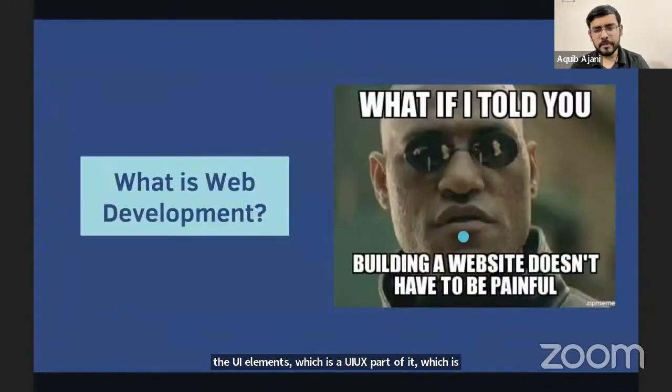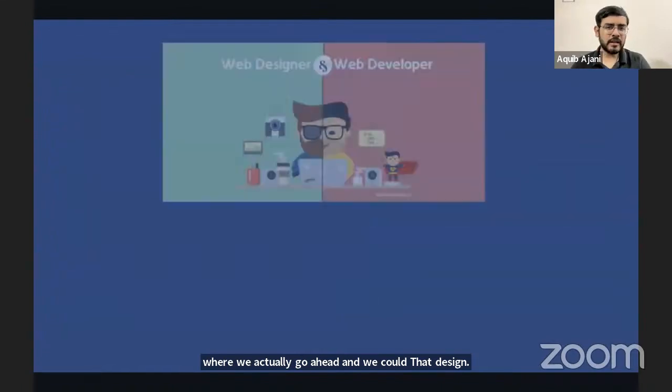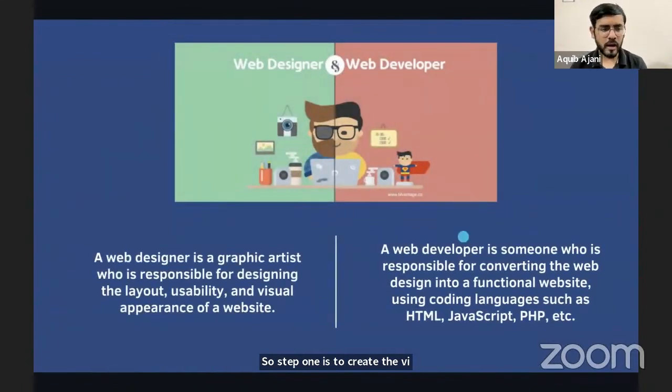And then web development is where we actually go ahead and code that design. So step one is to create the wireframes, and step two is to write the code, right? So again, these are two different job roles or job responsibilities. The first one, web designer, is somebody who is a graphic artist, and they are responsible for designing the layout, the usability, the visual appearance, all of that.